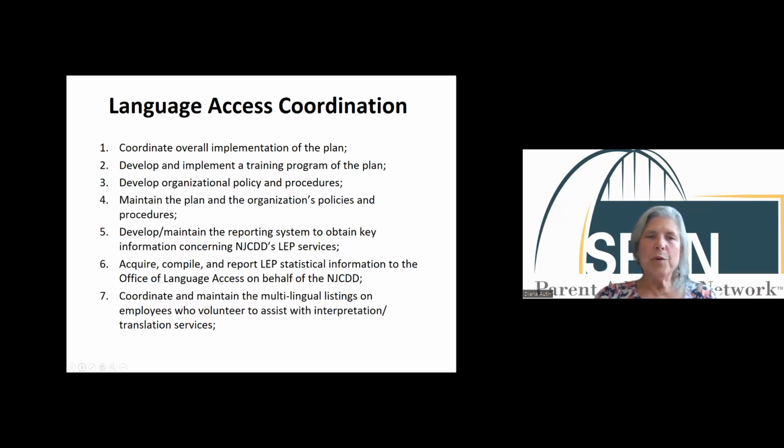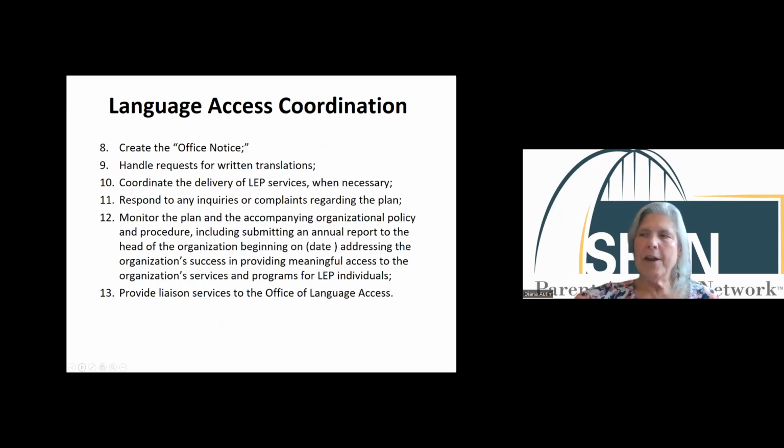The council is getting ready to implement a new data system that will be able to gather and report on information on many more categories than are available now, including the language access needs of the people who are contacting the council and using its services. It will acquire, compile, and report statistical information on language access to the New Jersey Office of Language Access on behalf of the council. And it will coordinate and maintain multilingual listings of employees who volunteer to assist with interpretation and translation services. In addition, it will create an office notice in multiple languages so that people who speak languages other than English will be able to see in their own language how they can get interpretation or translation.